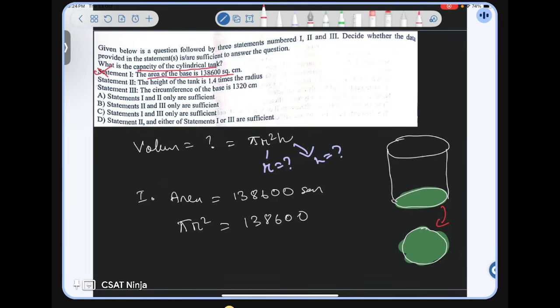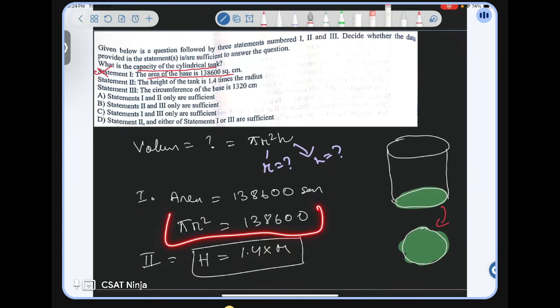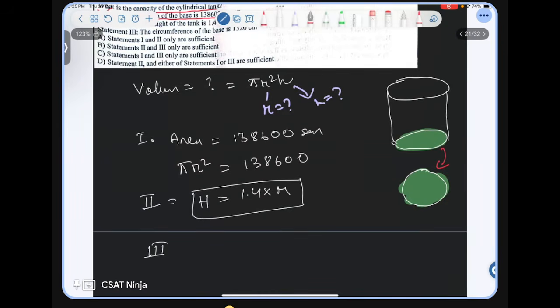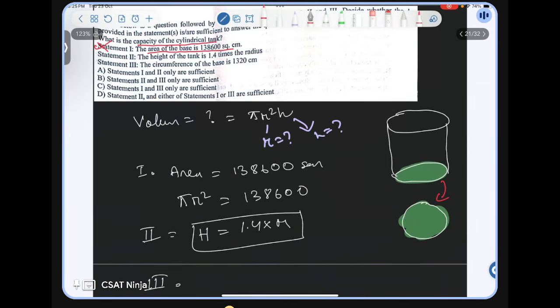Statement number 2 says the height of the tank is 1.4 times the radius. That means there is a relation between the height and the radius here. Height is 1.4 times the radius. So can I say like this? In this equation, what is unknown? Oh, before that, let me go to statement number 3. Definitely I'm sure that using statement number 2 alone, I won't be able to answer. Why? Because statement number 2 says only about the height and the radius relation. Nothing else is given there.